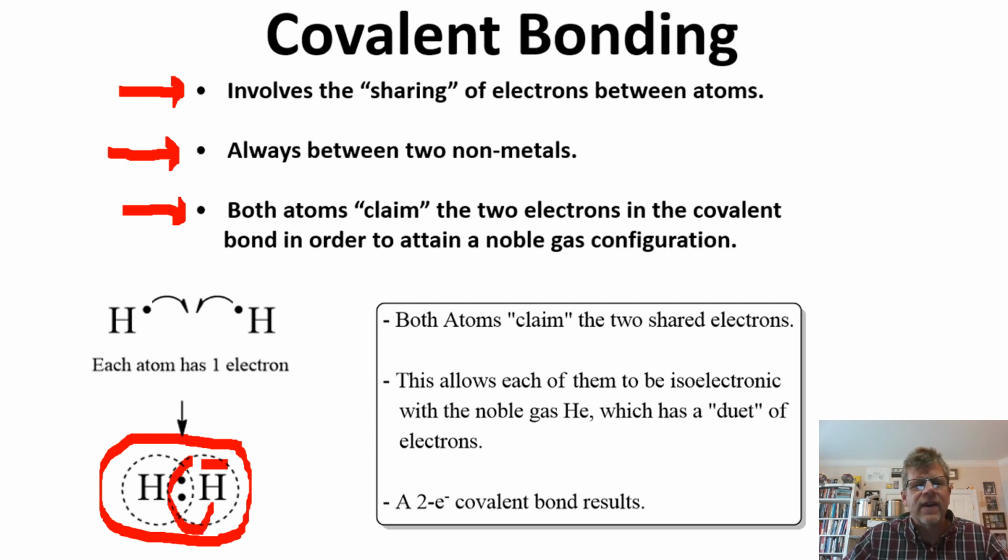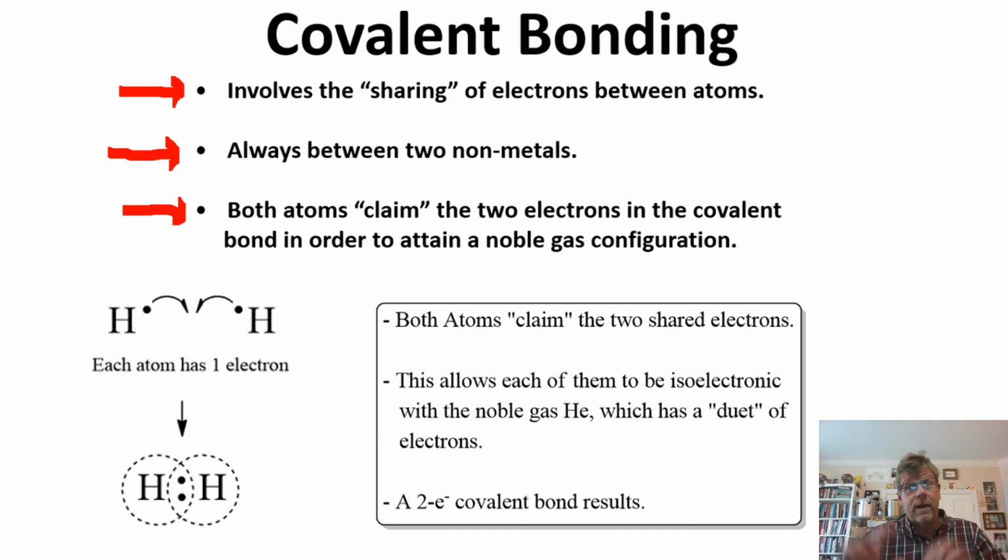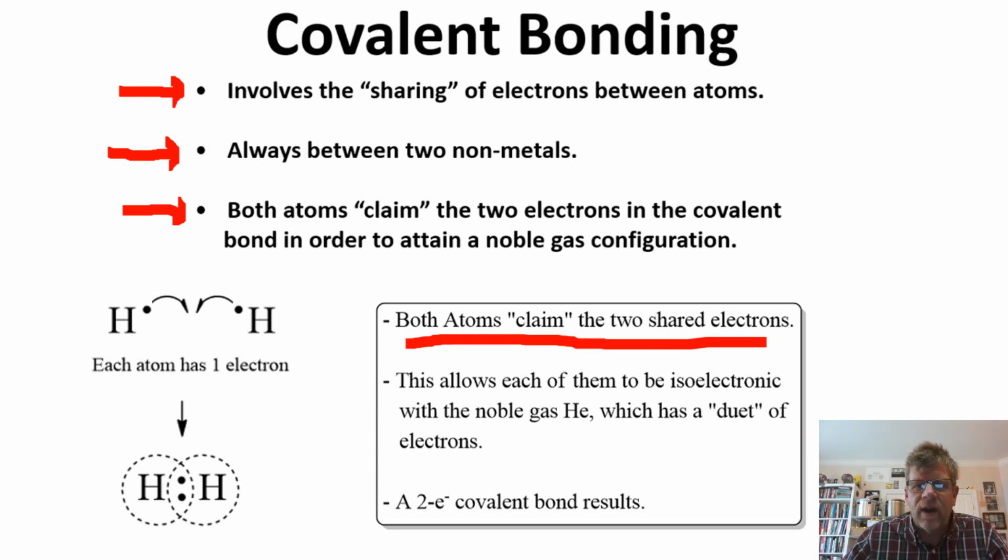It's sort of like cheating on your taxes. You get this double claiming, not saying that anybody does that, but they each get to claim two electrons. They are both claiming a helium noble gas configuration, which is two electrons. That concept of claiming the same electrons can perhaps be a little weird, but that is indeed what they do. Both atoms claim the two shared electrons, and that means they're both now isoelectronic with helium. Helium has that duet of electrons, since it's on that first row of the periodic table.